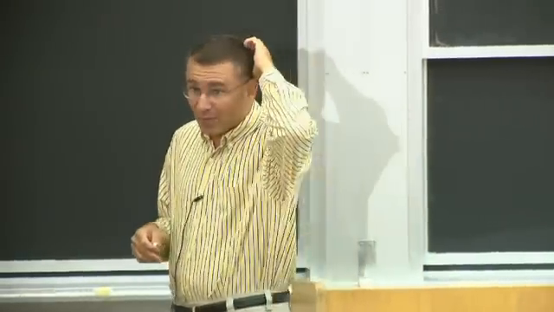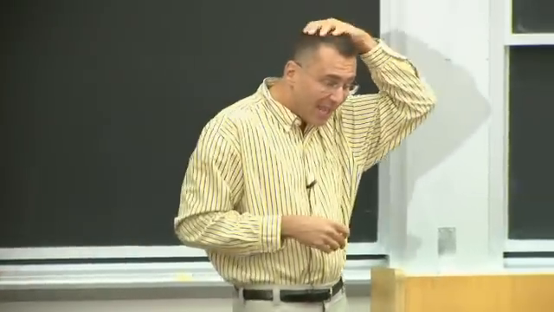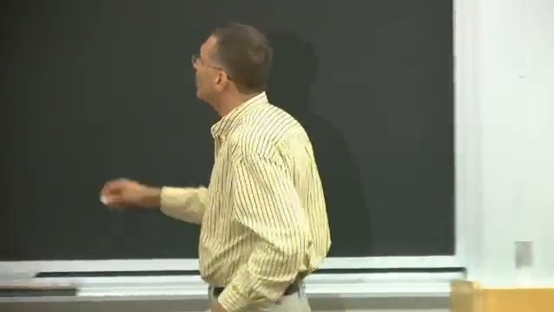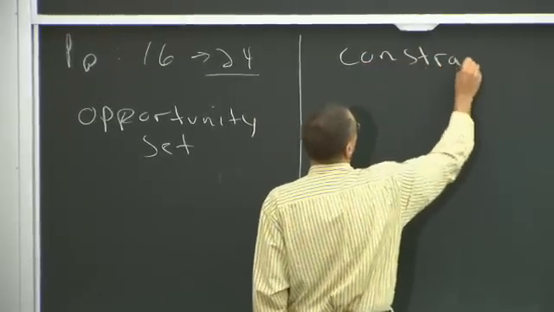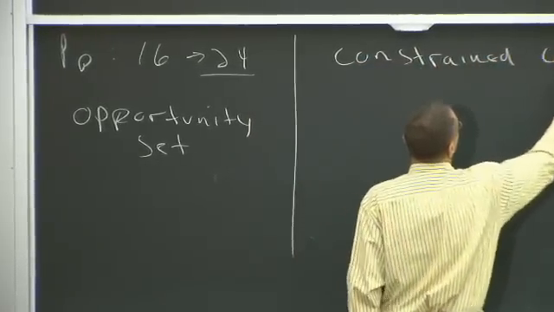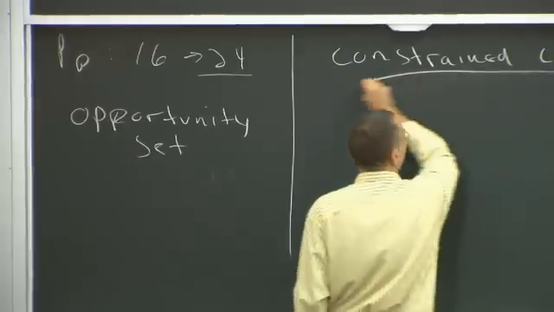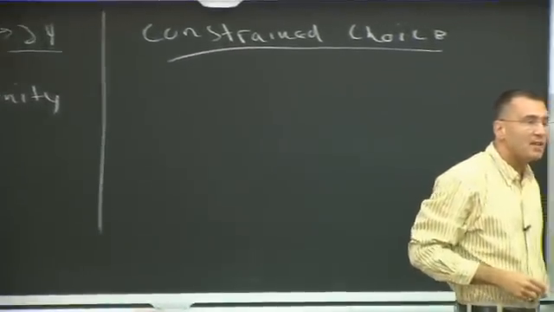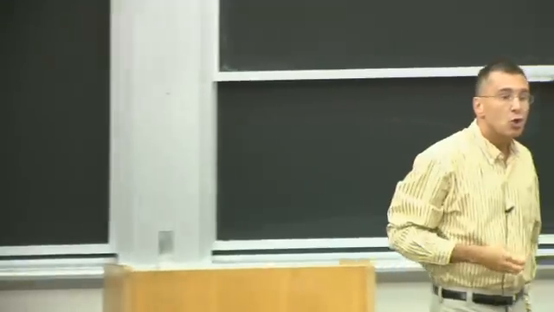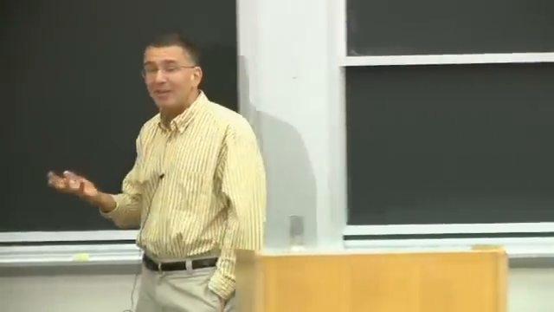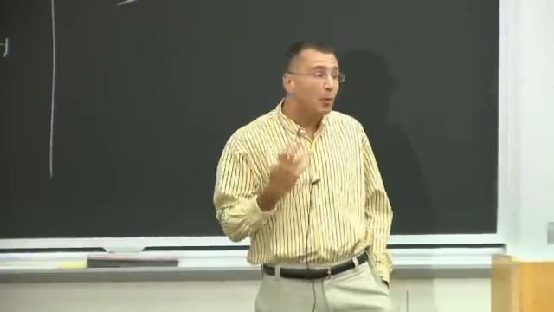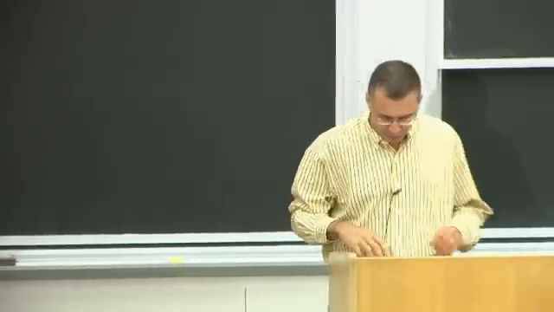But now that's a great segue to the next step. Let's put that together and talk about constrained choice. We know what your preferences are. We've mathematically represented those by a utility function. We know what your budget set is. We've mathematically represented that based on your income and prices. Now let's put them together and talk about how you make choices.